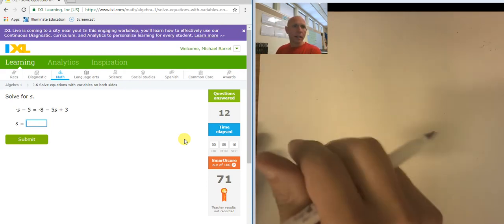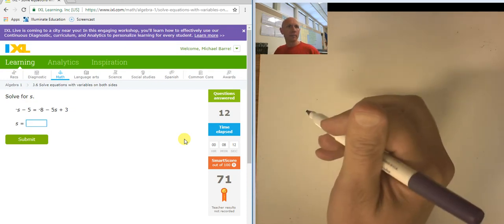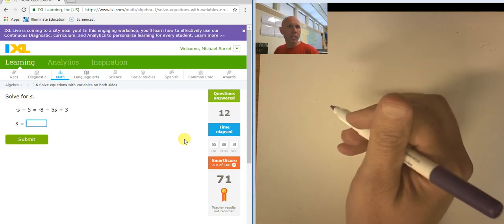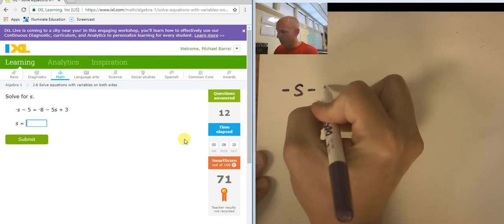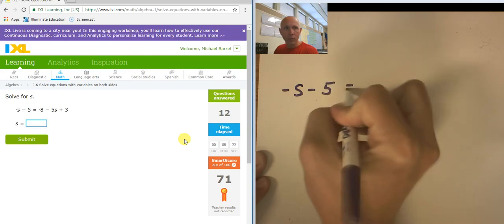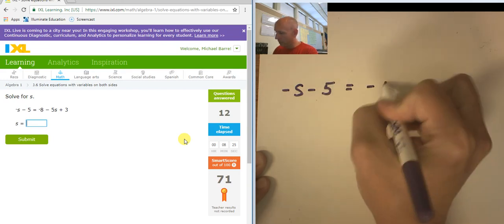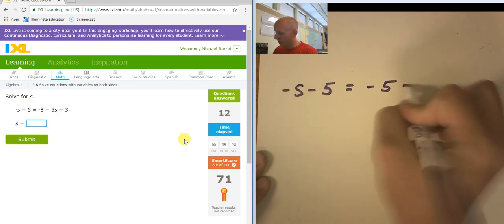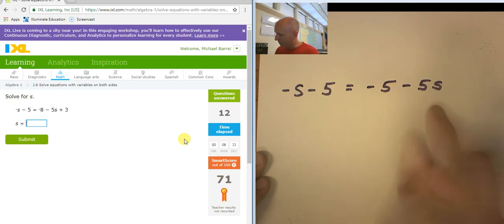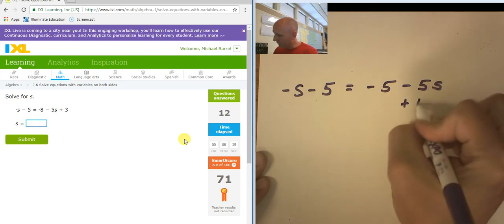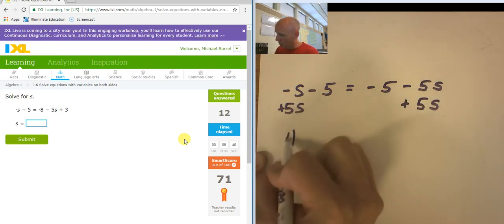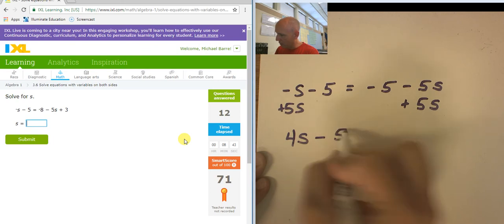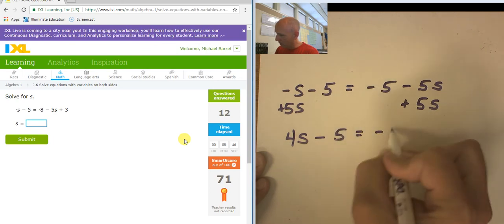Let's see. So this one's similar also. Do you see that? You see the negative 8 and the positive 3? I can combine those right away. So what I have is negative s minus 5 equals negative 8 plus 3 is negative 5 minus 5s. That's an s. That's an s. Let's add 5s to both sides. That's going to give me 4s minus 5 equals negative 5.